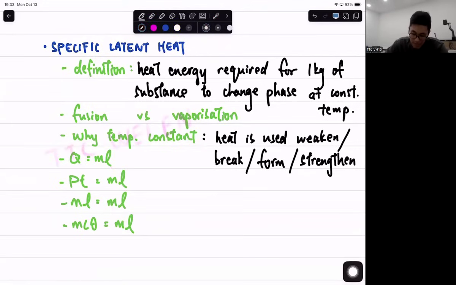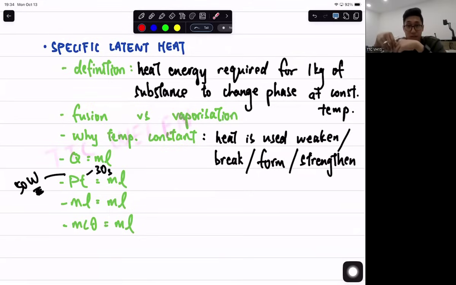But if they give you, let's say, a 50 watts heater, you see this W or not? W means you must use P. And then the time is in seconds, like 30 seconds. The time must be in seconds, and then the power is in watts. Okay? If let's say there are two objects, both also change phase. I cannot think of any example now where two objects change phase. But if got, then it's ml equals to ml.